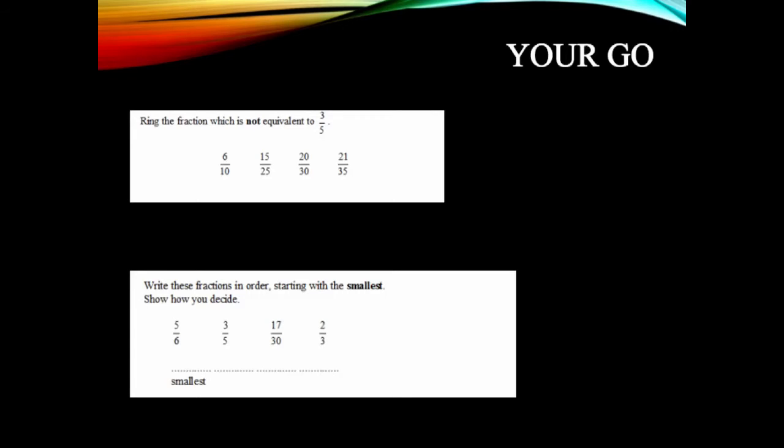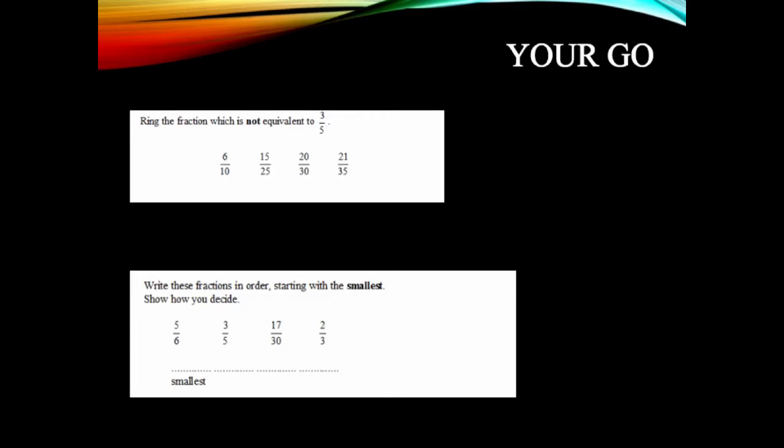So the first question said, which of these is not equivalent to 3/5? Well, let's take the first one. 6 over 10. Is there something I can do to 3/5 to get to 6 over 10? And I'm hoping you're saying yes. You can times the top by 2 and the bottom by 2. So 6 over 10 is equivalent. What about 15 over 25?